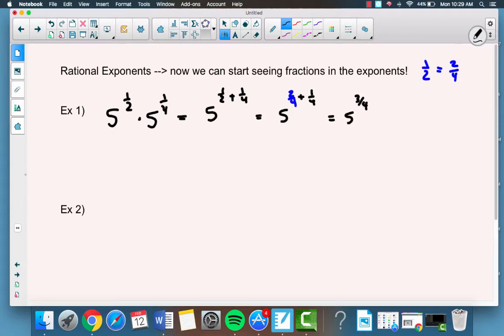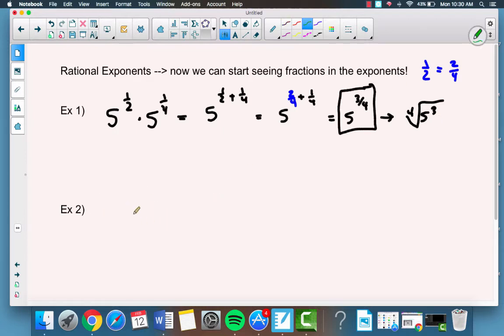And then we practiced in the last section if they wanted you to convert it to its radical form. Remember, this is the root and the top number is the exponent. So this would convert to the 4th root of 5 to the 3rd. Now, I'm not going to ask you to do that much in this section, but just as a reminder of what we talked about in the last section. Okay, so 5 to the 3/4 is our final answer.